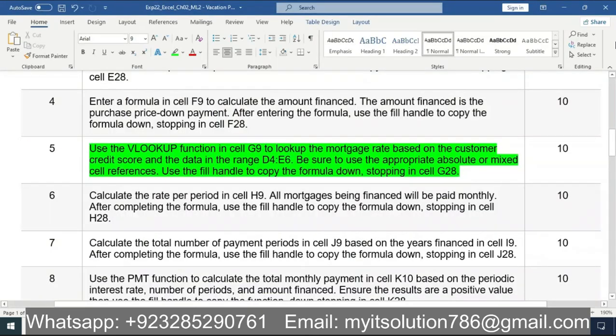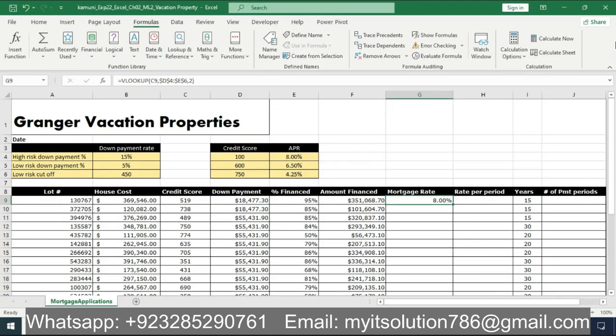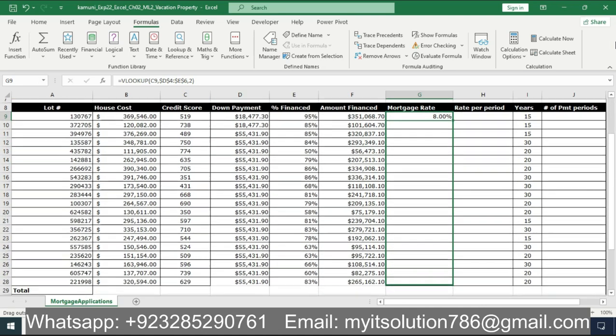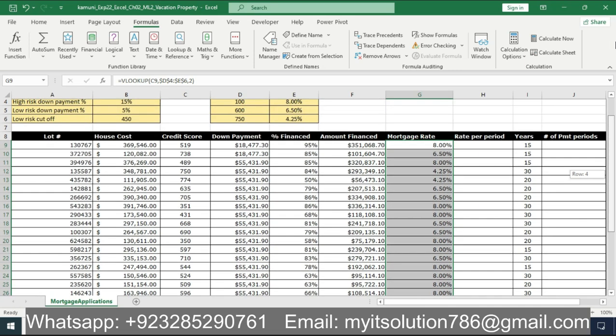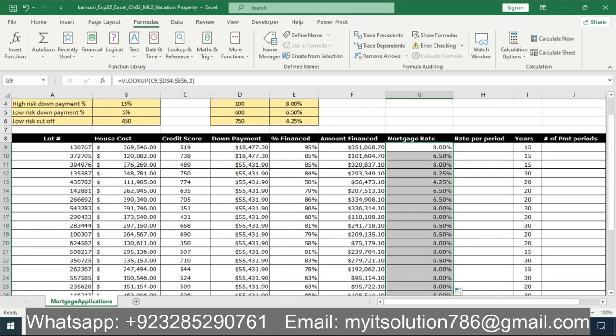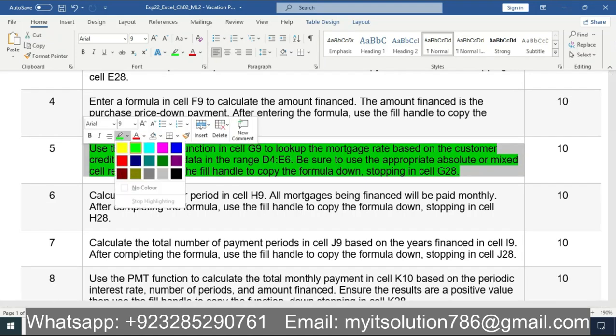It is also saying to use the fill handle to copy the formula down, stopping in cell G28. So copy the formula and paste it and end on G28. So here is the result that we required. Here are the values that we required in this step. So we completed step number 5.